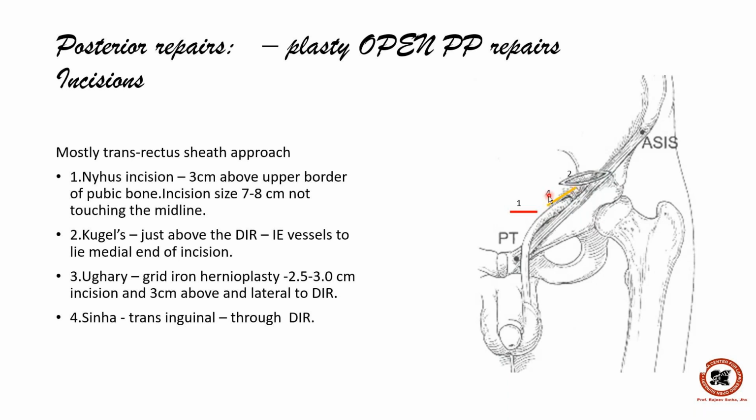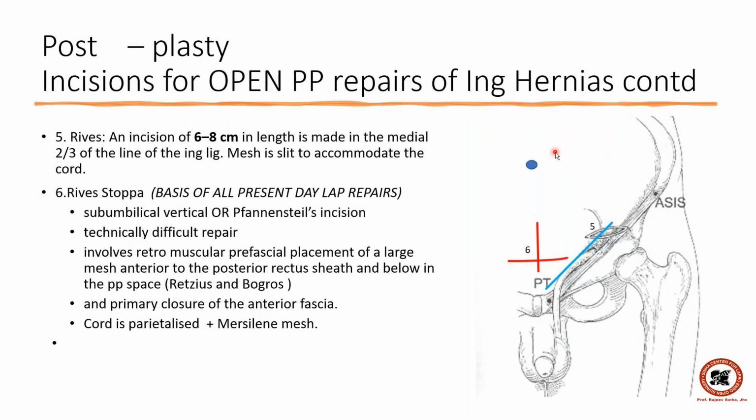So we have the Nyhus repair, the Kugel's repair, the Ugahary repair, and our repair, which is basically trans-inguinal to the deep inguinal ring. We go through the deep inguinal ring. So we have modified the anterior preperitoneal repair as a true posterior repair, which is known as the TIPP operation, right? And then, of course, the basis of all present-day lap repair, what is known as the Rives-Stoppa repair, where incision is given either vertically or transversely. Vertically, transversely, and you go to the preperitoneal space, and when you enter the preperitoneal space, you push in the mesh in the preperitoneal space, right? That's the Rives-Stoppa repair, which forms the basis of all present-day laparoscopic repairs. So you are putting in a mesh in the space of Retzius and Bogros. Remember last time we talked about that.